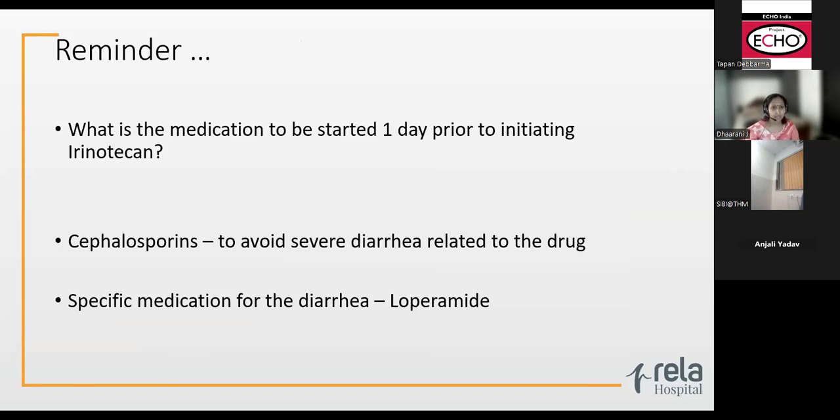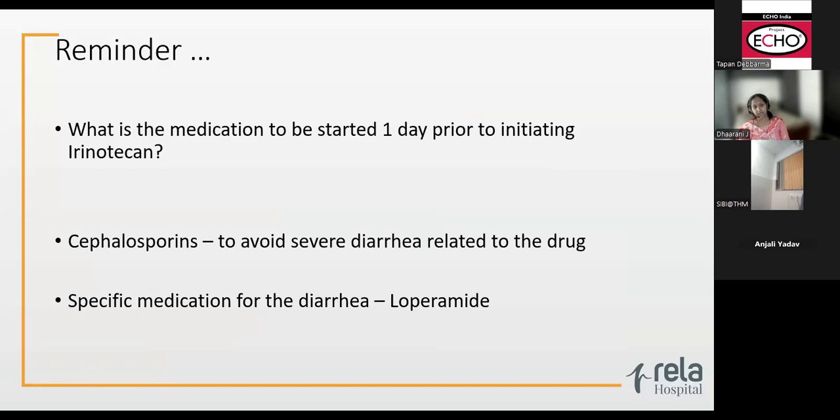So what is the medication to be started 1 day prior to initiating a drug called irinotecan? So we need to ensure, irinotecan is one drug where we have to give cephalosporin prophylaxis. So cefixime is one drug which we use to start 1 day before starting irinotecan, to avoid severe diarrhea related to the drug.